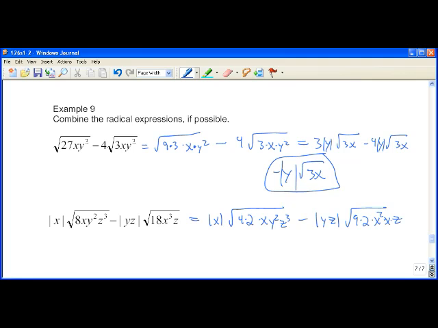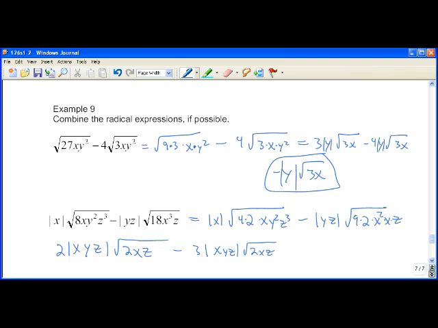So we end up with, in the first case, the absolute value of x, y, z, and the square root of 4 is just 2. That can go out front there, times the square root of 2x. What's z cubed? Oops, that's z. So it's still inside. Minus, the 3 can come out front, the absolute value of x, y, z times the square root of 2xz.